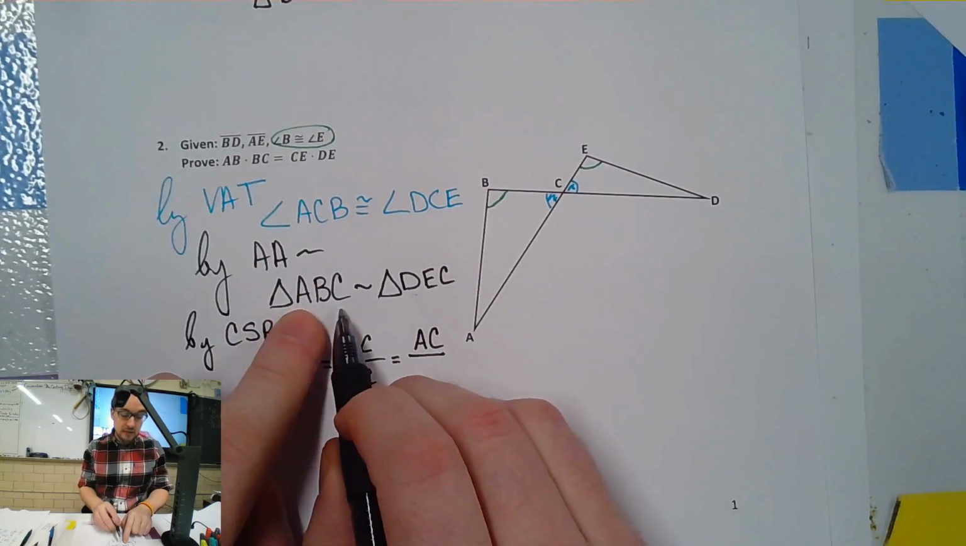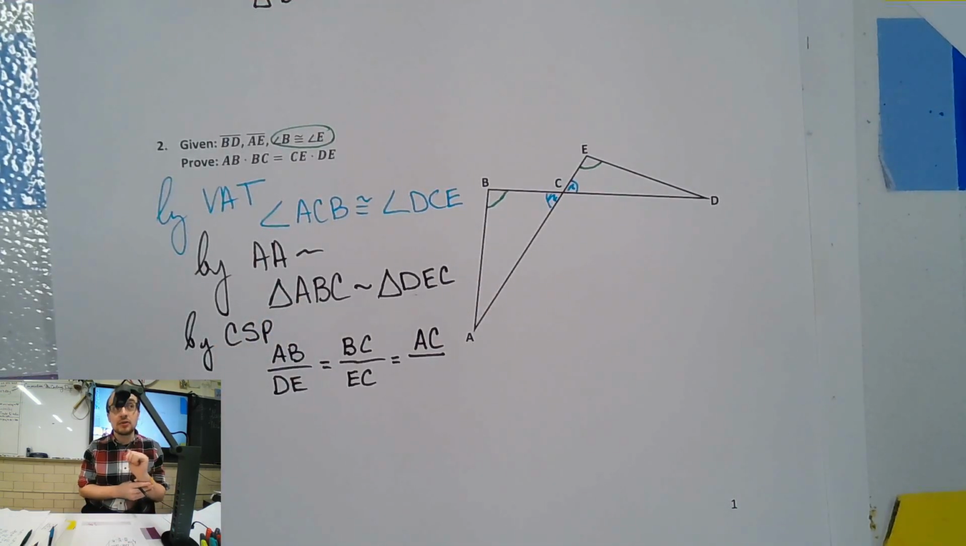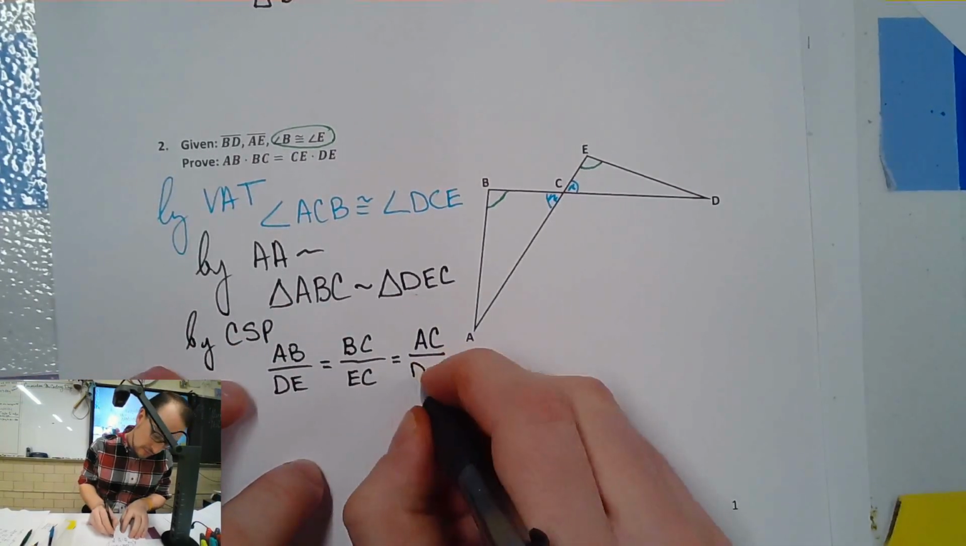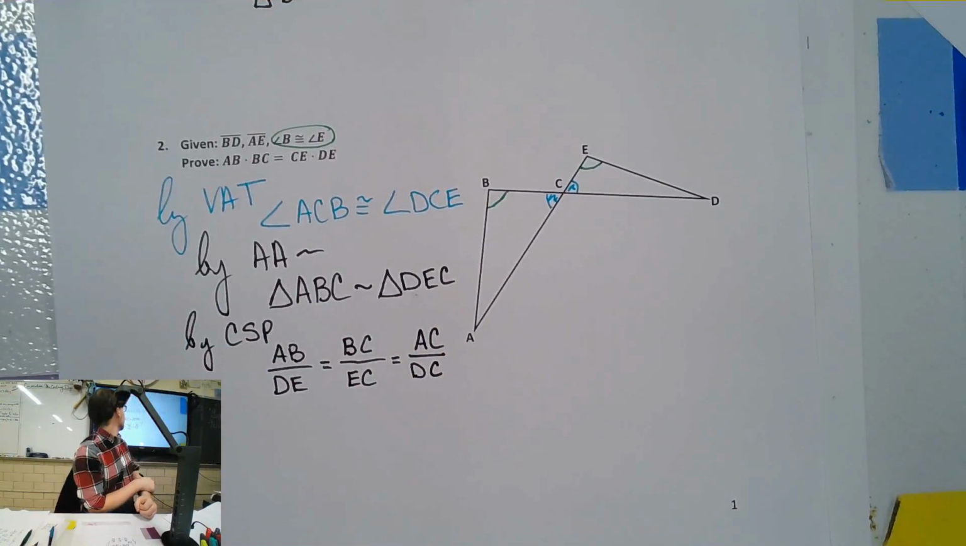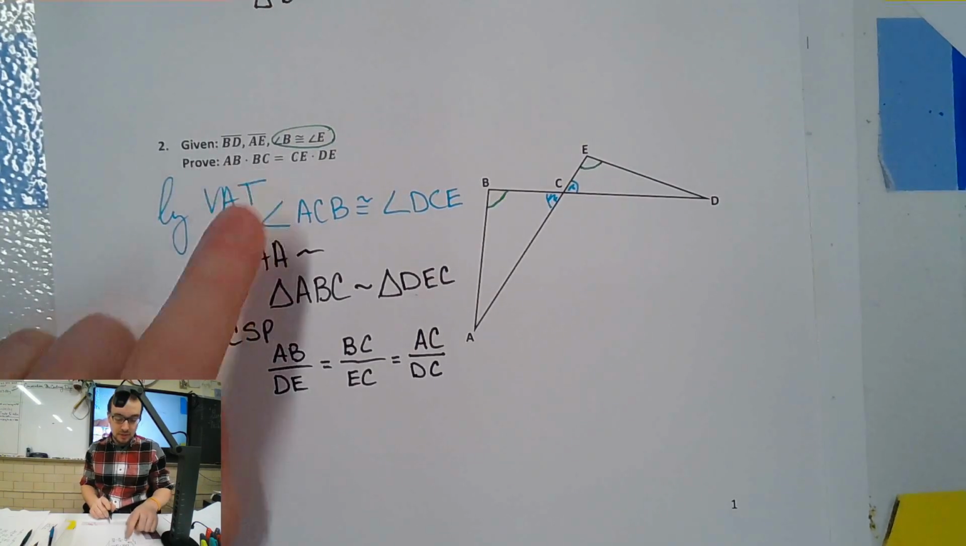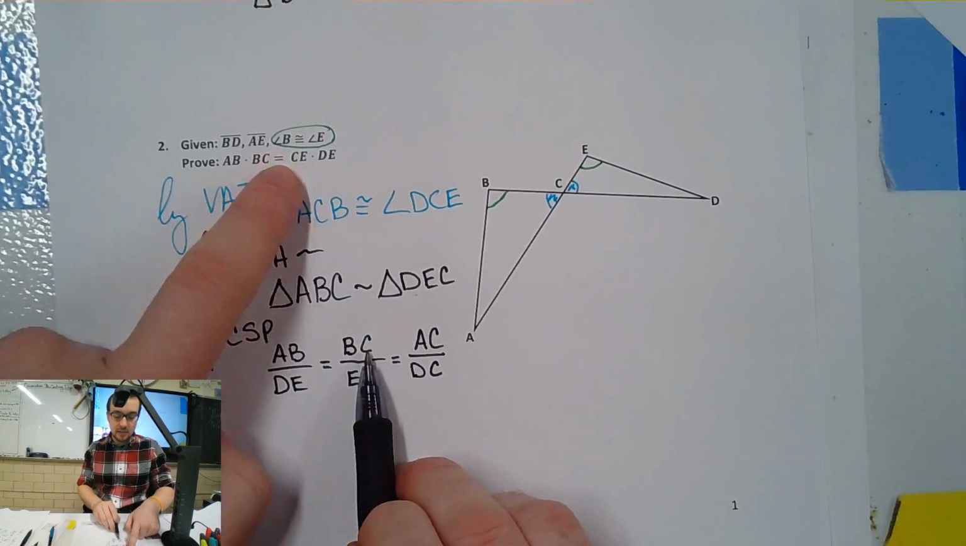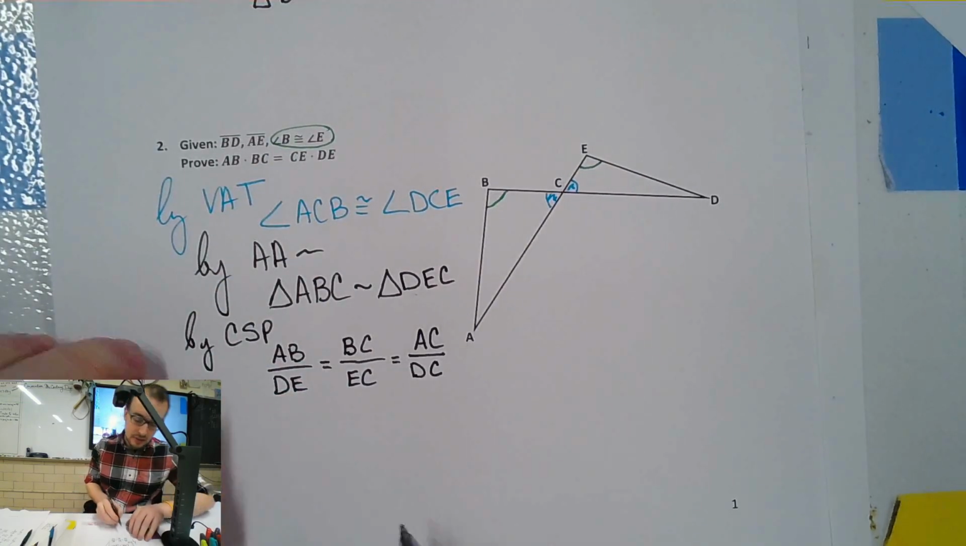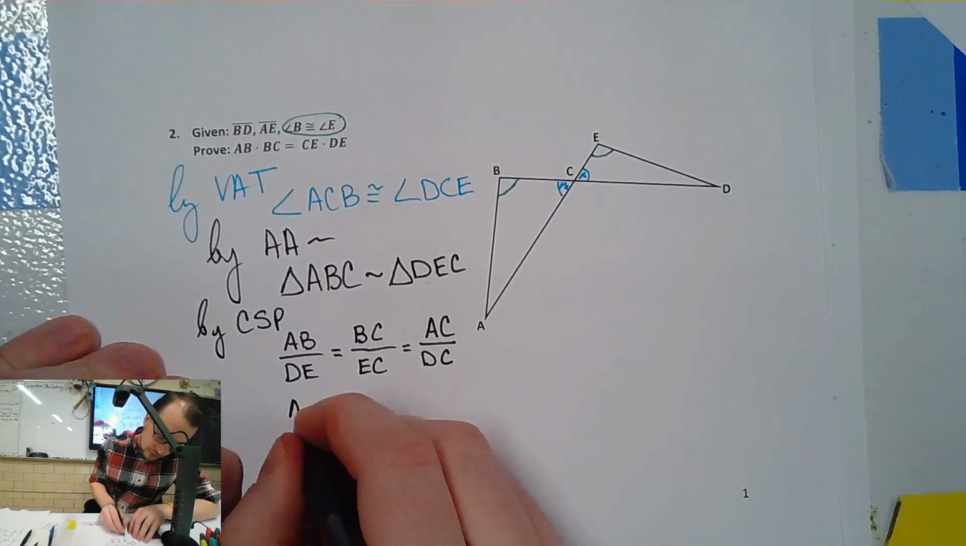And then first and third, yeah, it makes sense. AC is this, so it's going to go with DC. Now, which parts do I care about? I care about AB and BC. There's AB, there's BC. And I care about CE or EC, right? And DE. Take out the last one. So I don't care about this guy. So I'm just going to work with these two.